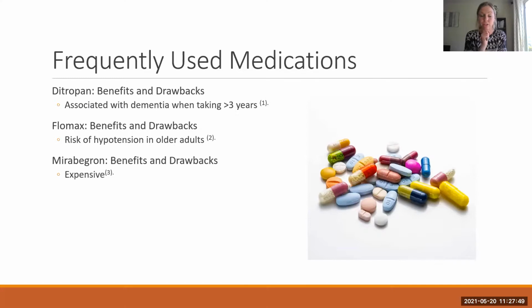I work in the hospital with people with urinary issues all the time, and we really try not to give this medication to older people. We really just try to avoid it completely, but we give it to young people a lot. You can give it to them for a little bit of time, and then the hope is that they're not on it for their whole lives.